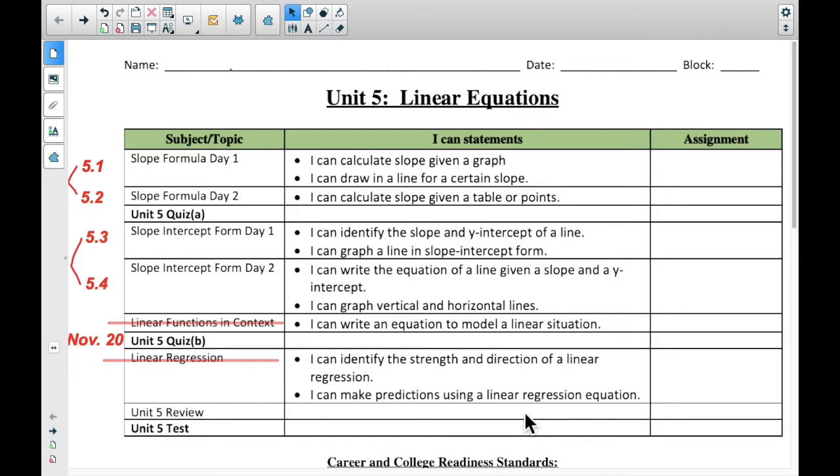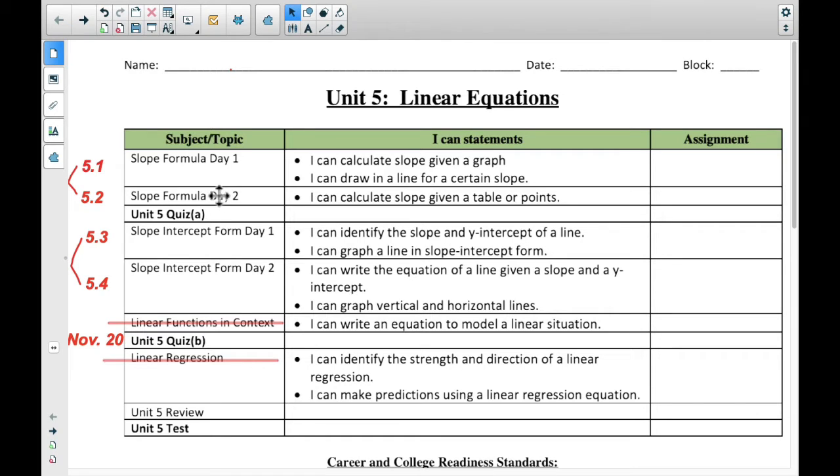Hi everybody, this video is going to start us off on Unit 5. Unit 5 is going to cover linear equations. I want to tell you about a couple things. We have decided to put these 2 days together. 5.1 and 5.2 are going to go together, and 5.3 and 5.4 are going to go together.